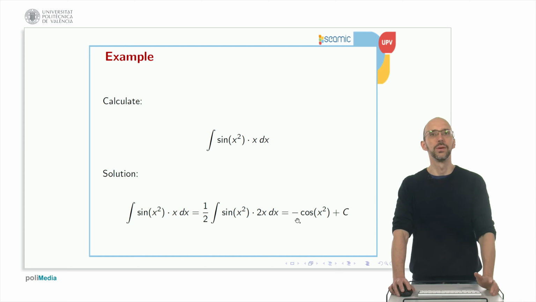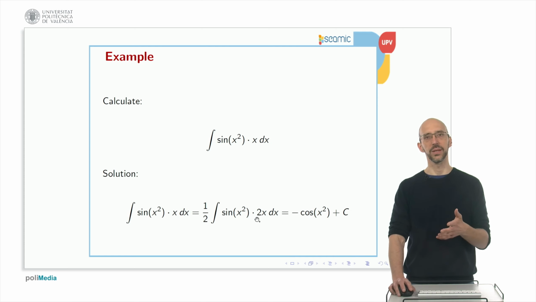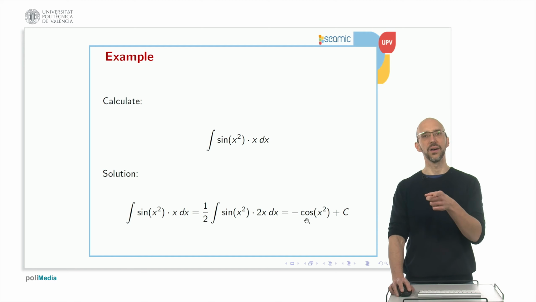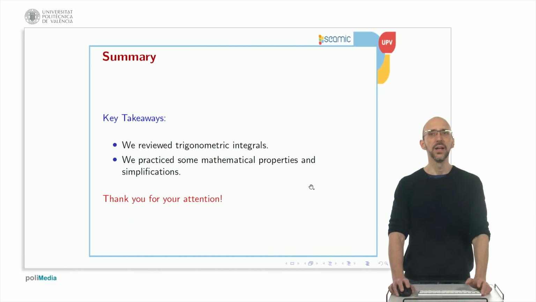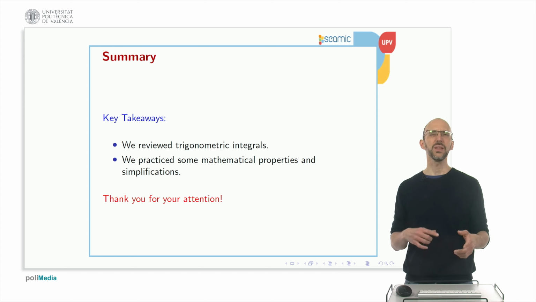So it's going to be, oh, look, I made a mistake. 1/2 should remain here. And the integral of sine of x squared times 2x is negative cosine of x squared plus c. So be careful, I need 1/2 in here, okay? So what have we seen? We just reviewed trigonometric integrals. They are not complicated, but seeing the pattern or recognizing when we need to apply these formulas is tricky, at least. Okay, so I hope you find this helpful, and thank you for your attention, guys.